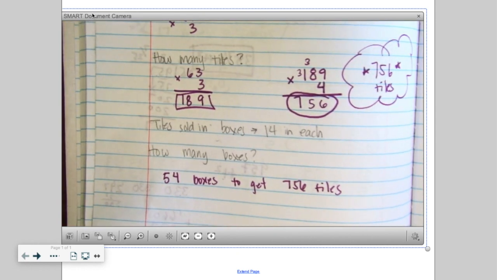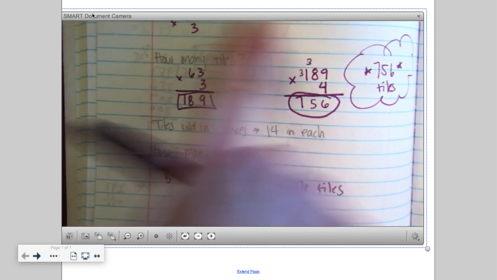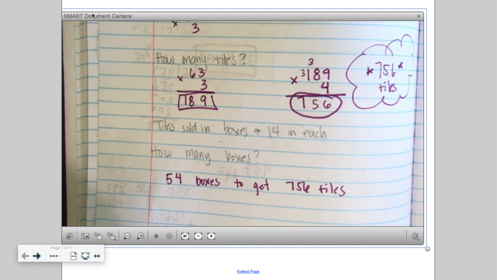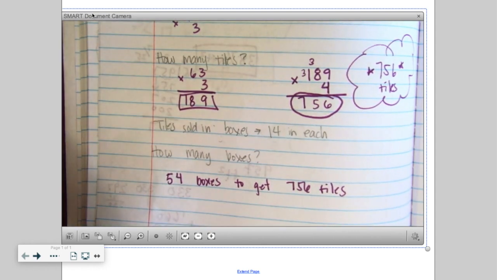Now, if this were the real world, I would tell this guy to buy 2 more boxes because I've done tiling before and tiles break and things happen. But this guy, things worked out perfectly. I'm not going to get in his business.